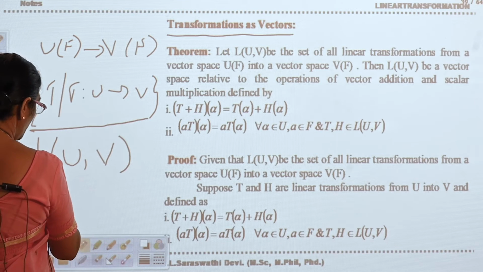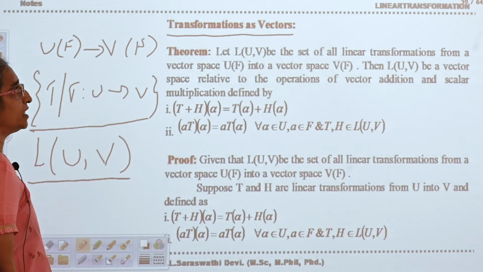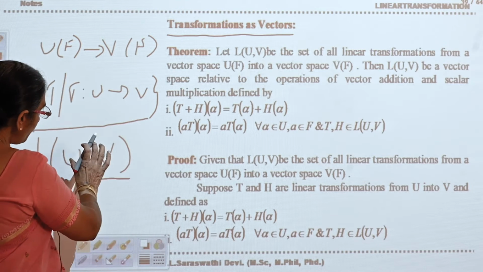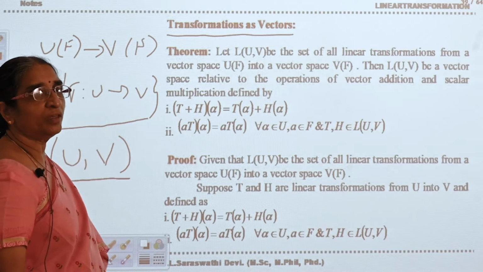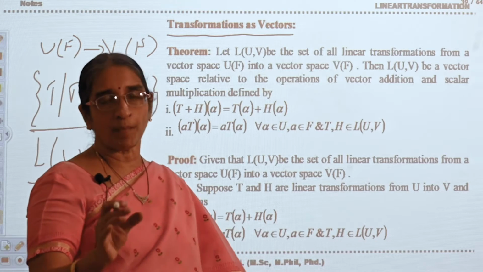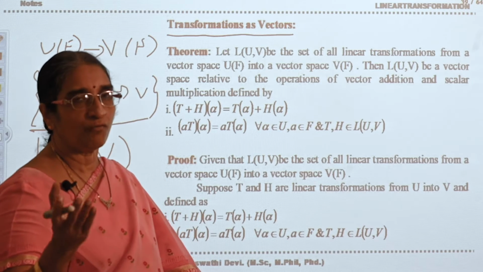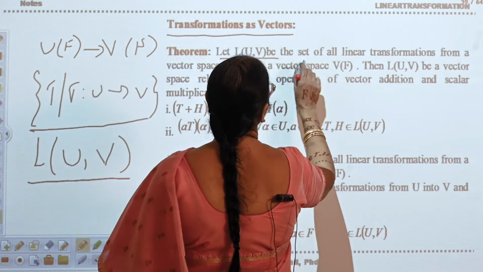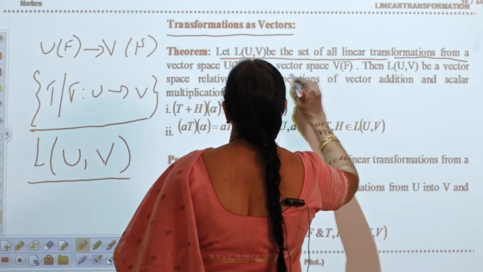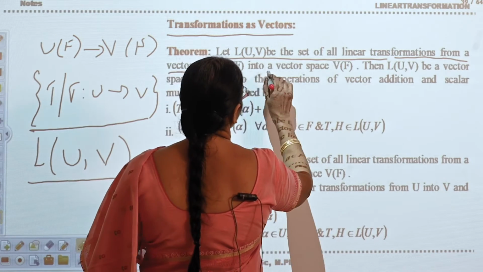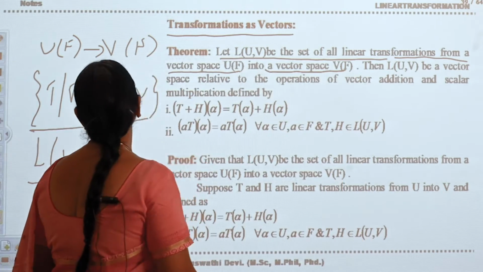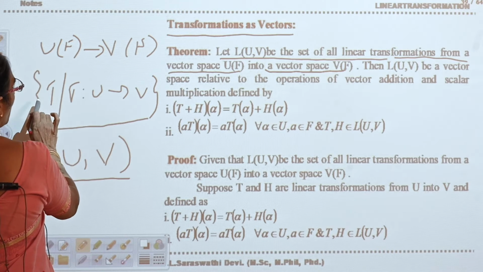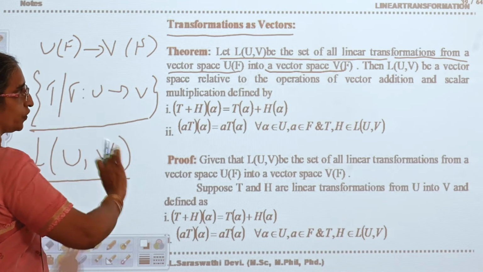What is L of UV? The set of all linear transformations from U to V. This set will form a vector space with respect to the defined operators, vector addition and scalar multiplication. See here. Let L of UV be the set of all linear transformations from a vector space U over F into a vector space V over F. What is L of UV? L of UV is the set of all linear transformations from U to V.